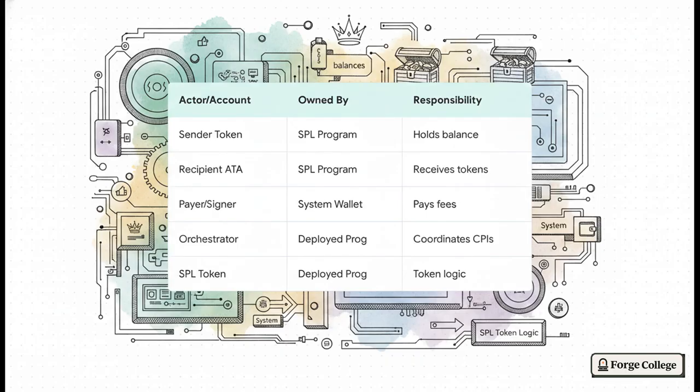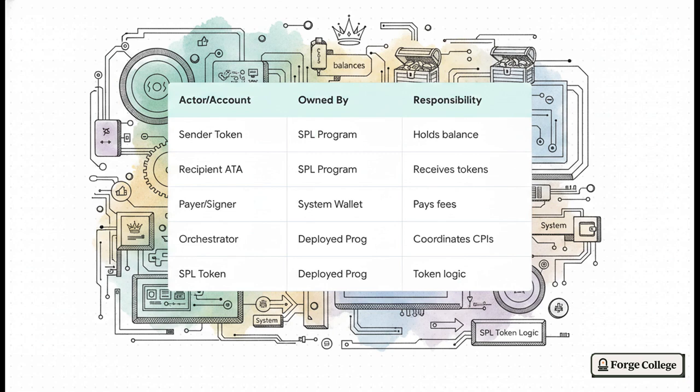The sender token account and the recipient associated token account, or ATA, are both actually owned by the SPL token program. It's the SPL token program's responsibility to hold those balances and enforce the transfer rules. Now, the payer is owned by the system, which is usually a user's wallet, and their job is simply to pay the network fees. Then we've got your orchestrator, which is a deployed program account responsible for coordinating the CPIs. And finally, the SPL token program itself, another deployed program account containing the authoritative logic.